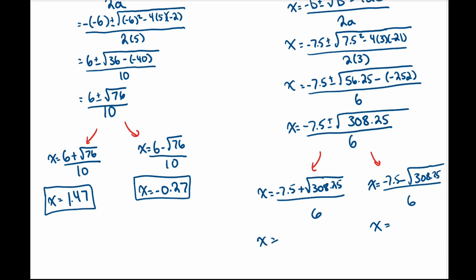And this will give us our two solutions. So negative 7.5 plus the square root of 308.25, divided by 6, we get 1.68. And if we do the same thing, but negative 7.5 minus the square root of 308.25 divided by 6, we get negative 4.18. So here we have our two solutions, or the two x-intercepts for this quadratic equation.